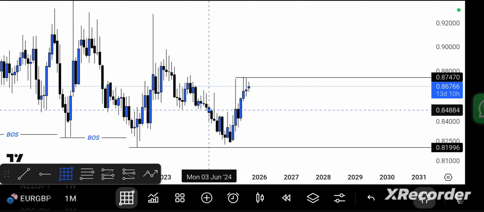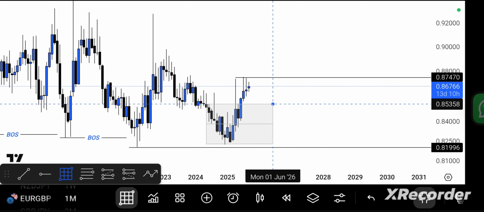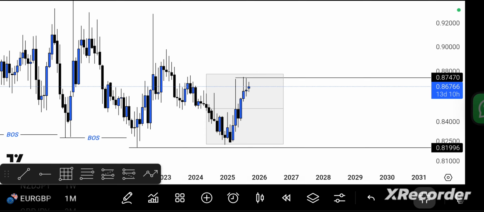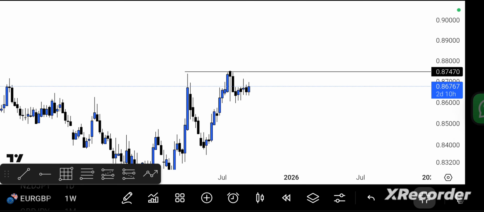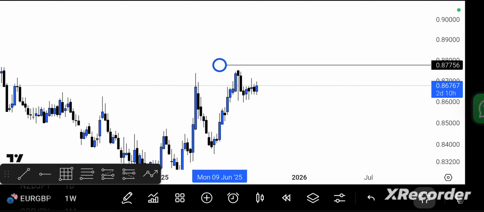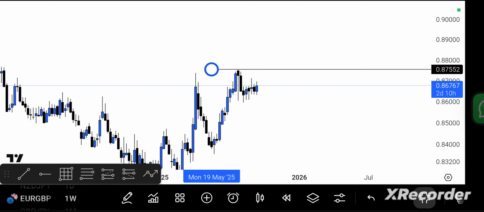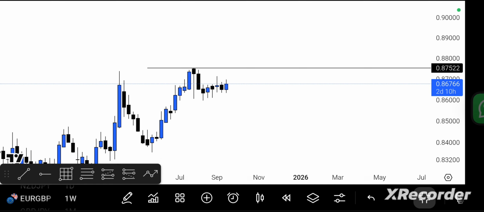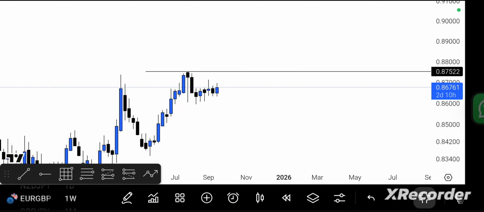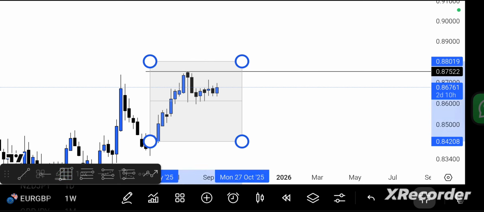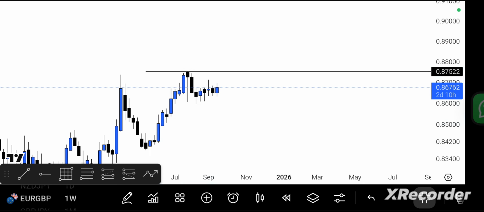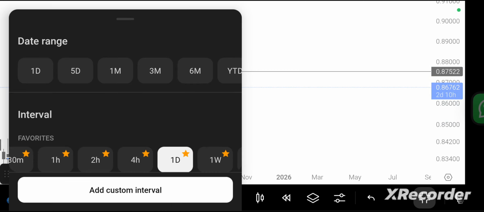So like I said, when we jump down to the weekly time frame, we are looking to read this market structure. So when I jump to the weekly time frame, our target becomes to take out this high. There's nothing much going on in the weekly time frame. So when I jump to the daily time frame, I want to read this structure on an uptrend. So jump down to the daily time frame.